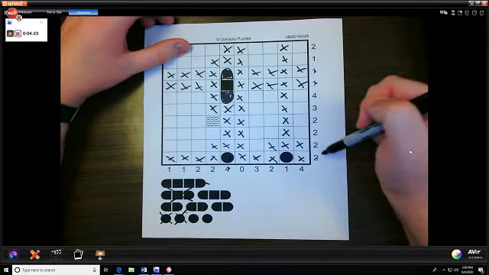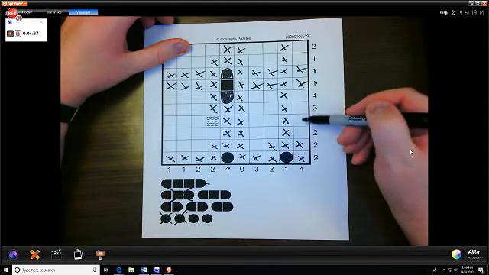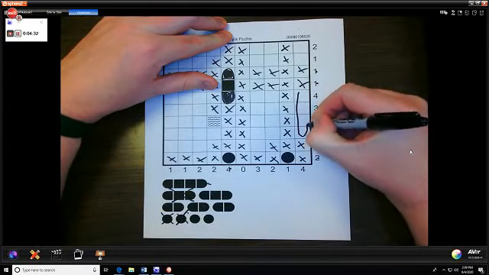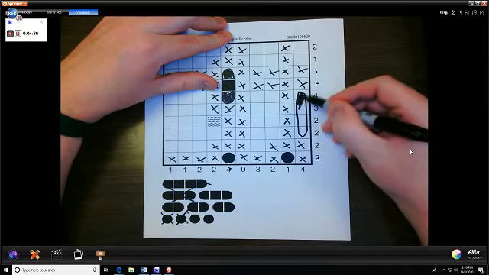So now if we take a look at our column, we know the 4 has to go here. Obviously it can't go there. 1, 2, 3, 4. So we know that our big ship has to go right here.